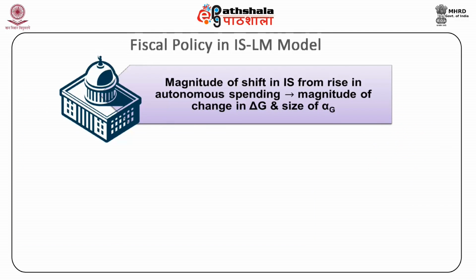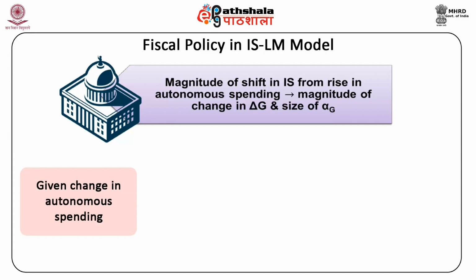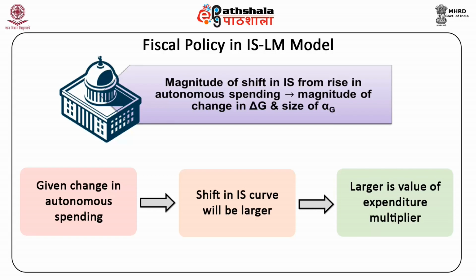The magnitude of the shift in the IS resulting from a rise in autonomous spending is determined by the magnitude of the change in autonomous spending, that is delta G, and the size of the expenditure multiplier, that is alpha G. For a given change in autonomous spending, the shift in the IS curve will be larger the larger is the value of the expenditure multiplier.